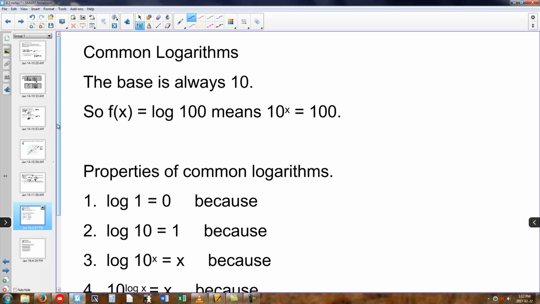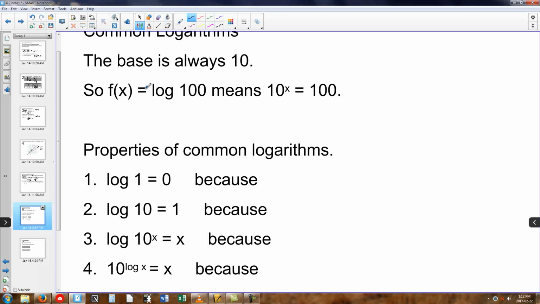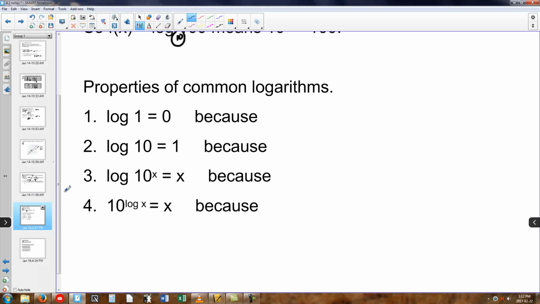Common logs. A common log is base 10. So when we write it without a base, like this, we mean base 10, even if it's not written. Some of the common things we need to know: log of 1 is 0, and log of 10 is 1. Remember, 10 to the 0 equals 1, and 10 to the first equals 10.